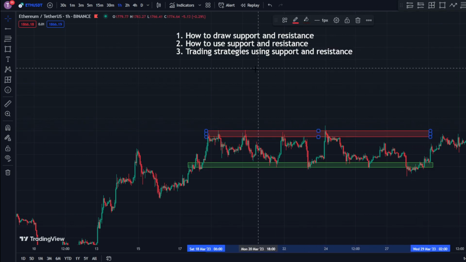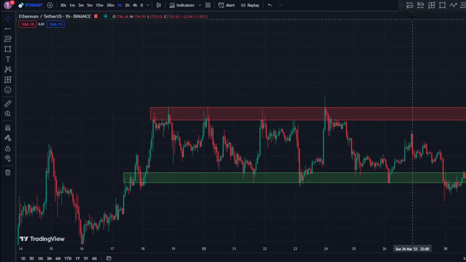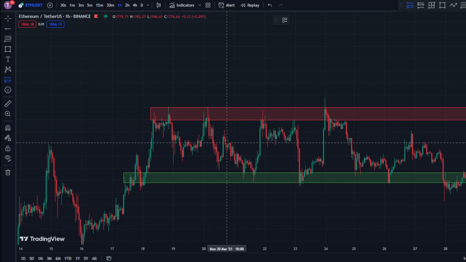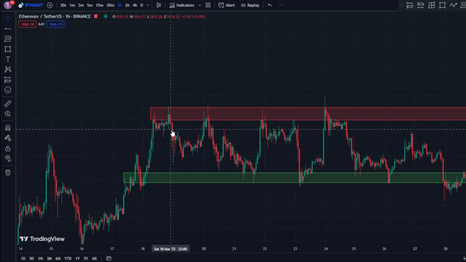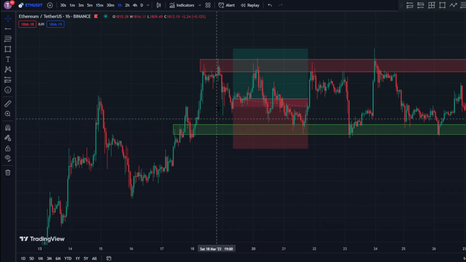You can see that this is clearly a resistance area and clearly a support area. So how would you like to use this support area? Let's say we have this uptrend right here. You want to take a long position, maybe right here. You can see that you have a bullish engulfing.